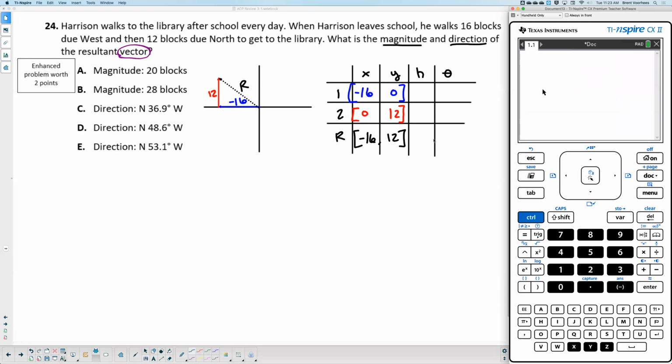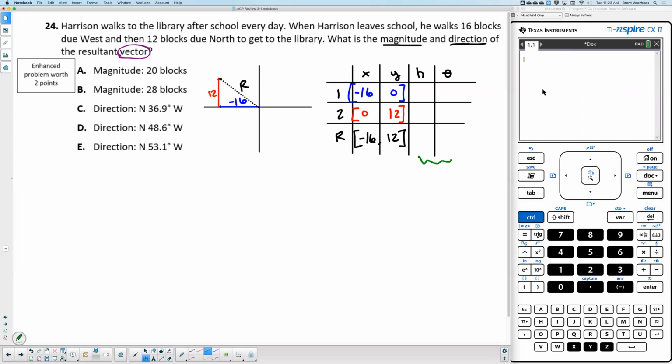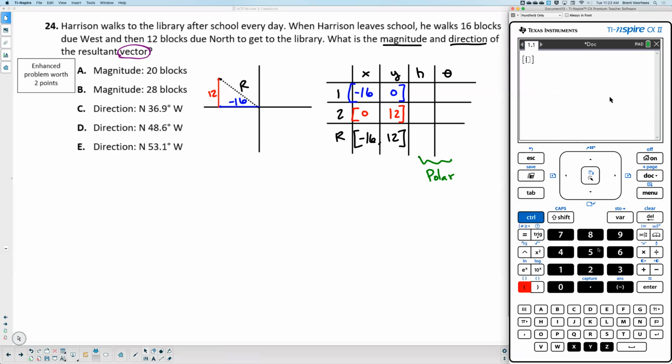Because I'm going to convert to polar. This over here, we can use the calculator if we convert it to polar. Now there's one thing I'm going to make an exception on. I'm going to change modes. Because I'm looking at the answers, we need the magnitude and direction. And what mode is their direction in? Degrees. So I'm going to make an exception here. Let's just change to degrees because I don't know how to make it convert otherwise.